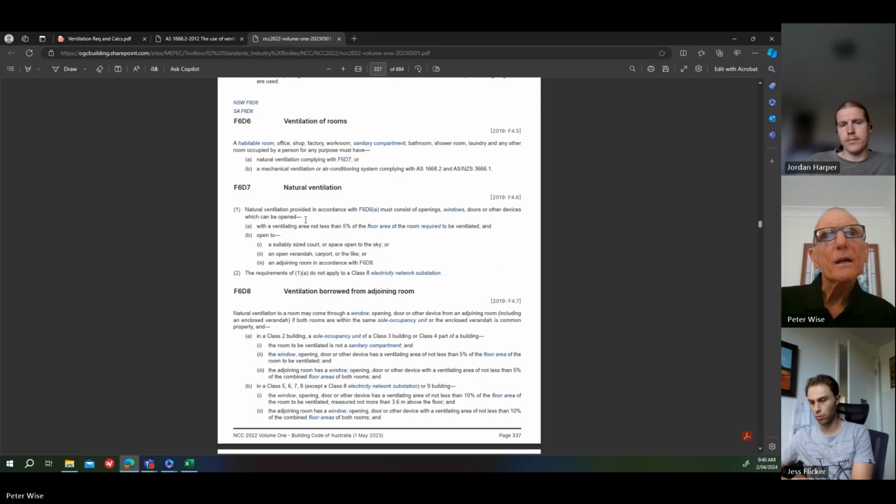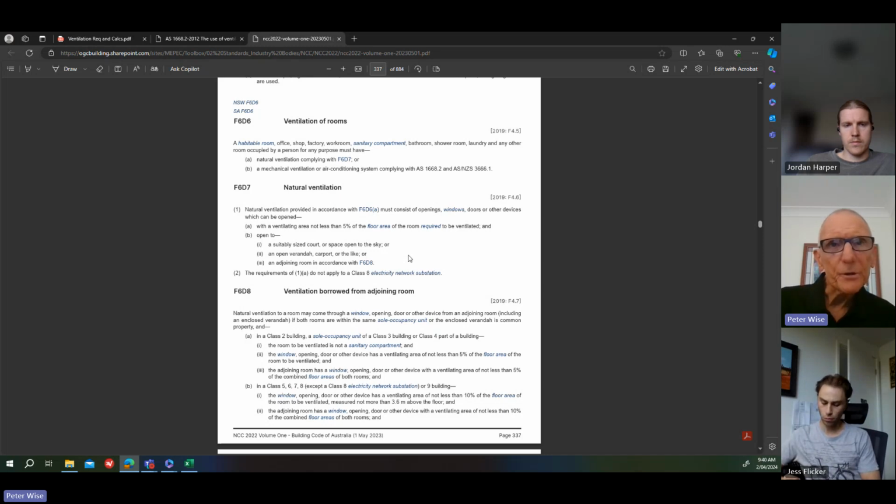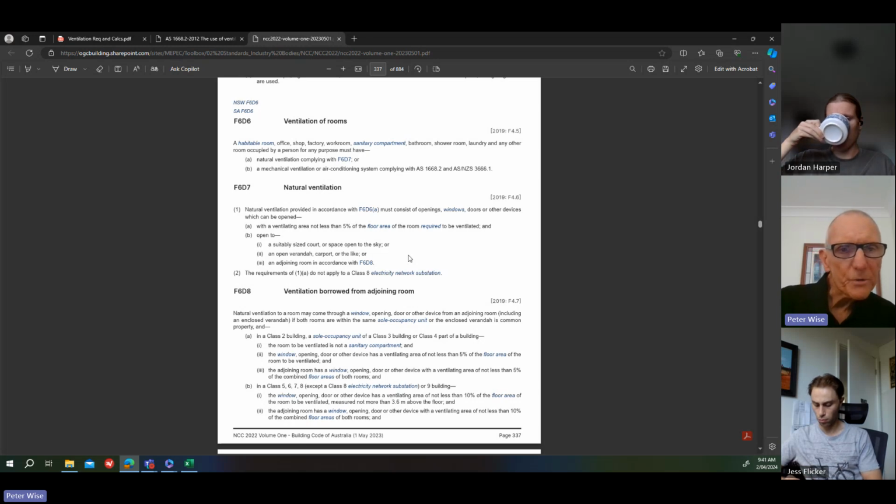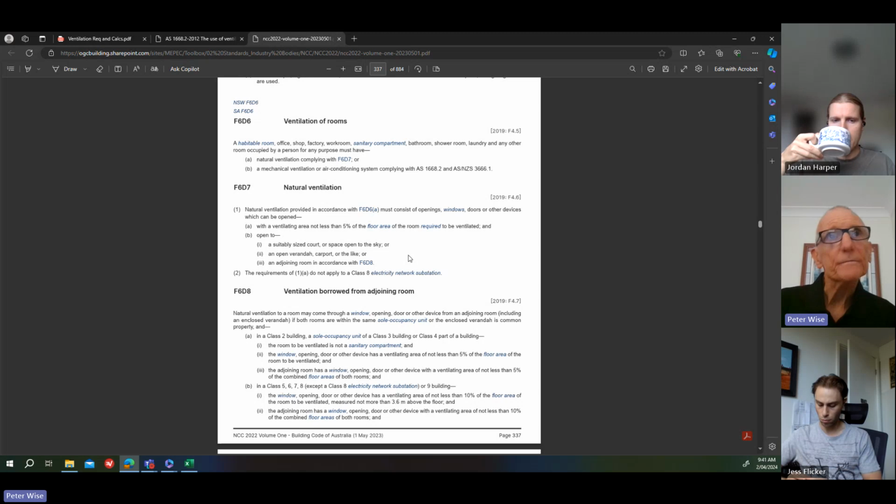So the key is there must be a ventilating area not less than 5% of the floor area of the room required. So you can use windows, doors, any other openings, and open to a suitably sized court or space open to the sky and so on. So that's something to be aware of. We would use natural ventilation where we can, because obviously it's cheap. The builder is going to provide windows and doors and so on. So if we don't have to provide mechanical ventilation, we don't do that. It doesn't often apply to a commercial building because you can't have open windows and doors. So you have to have mechanical ventilation.